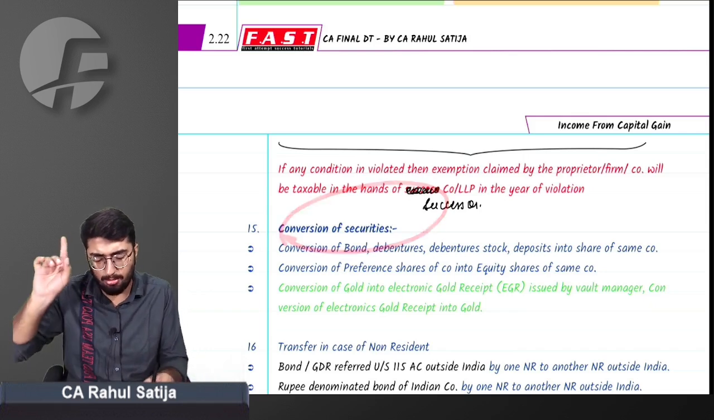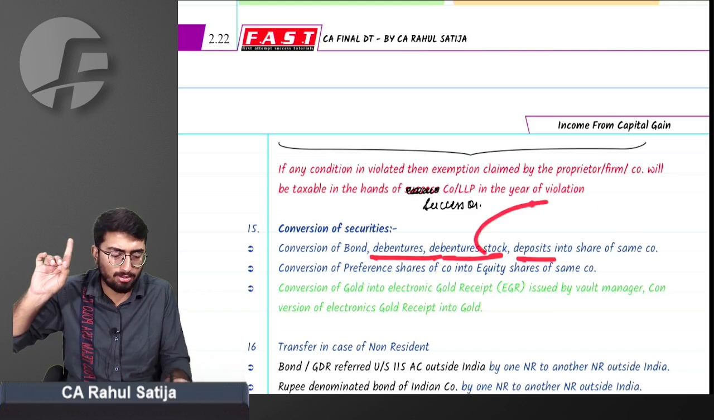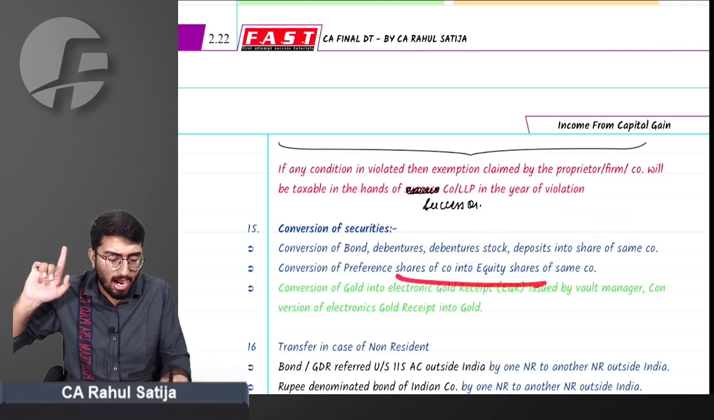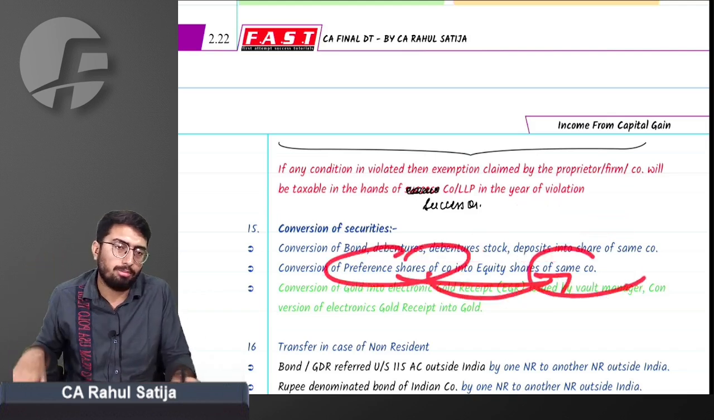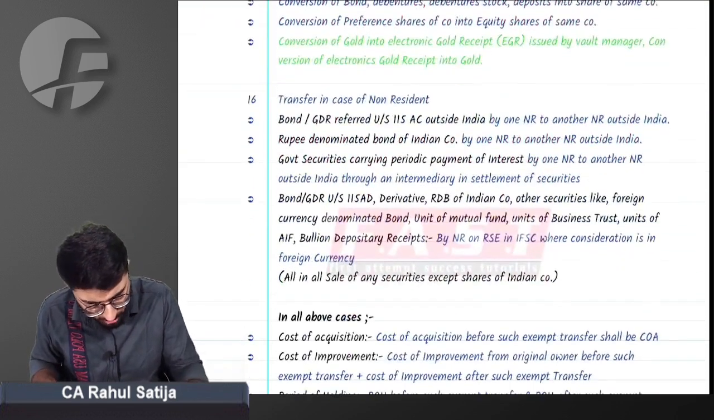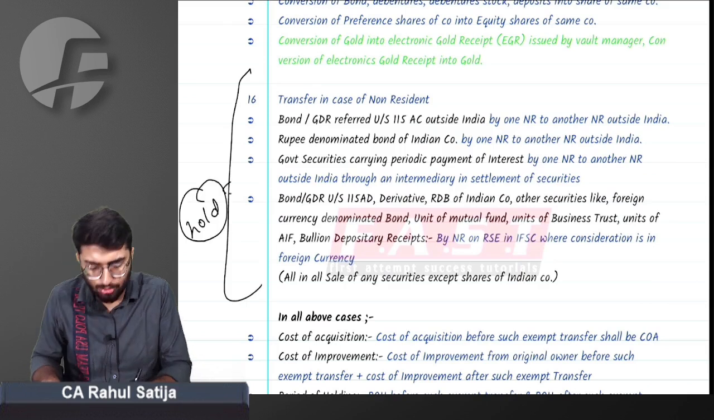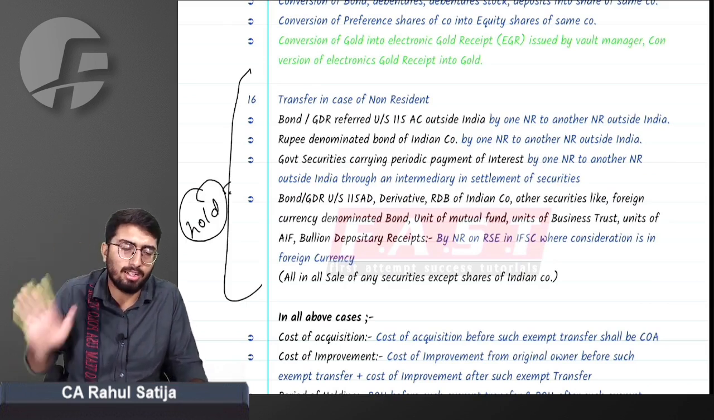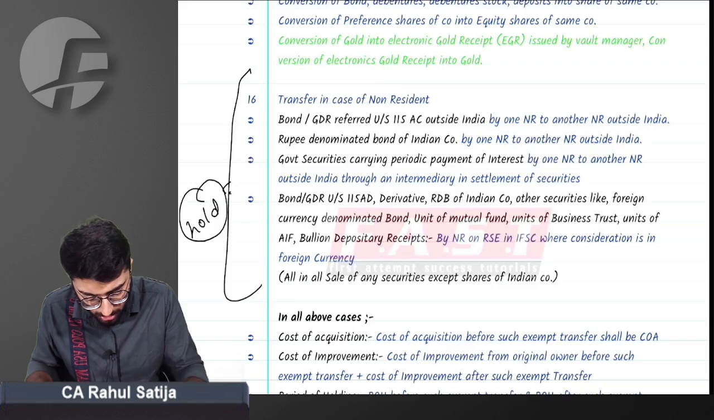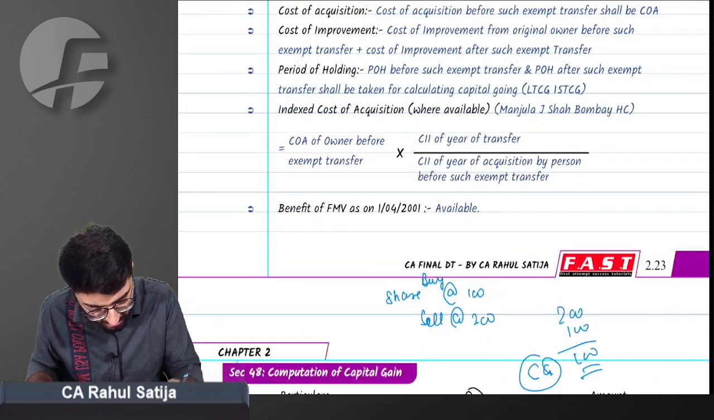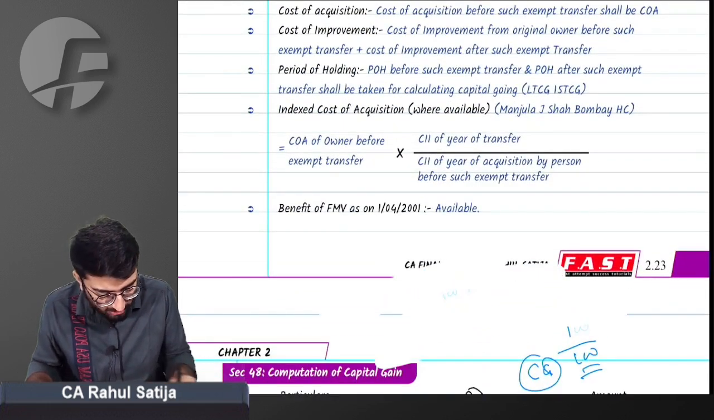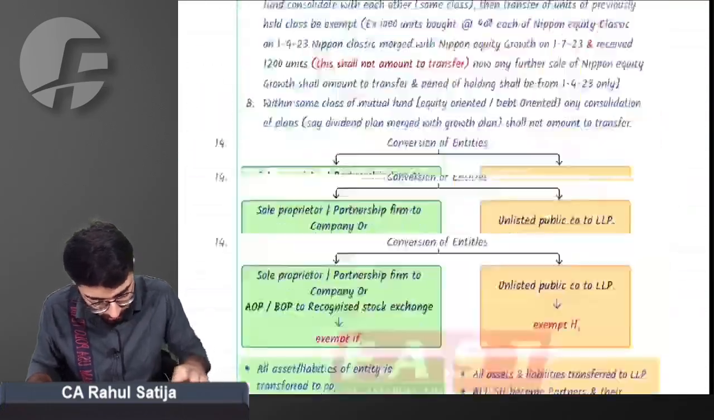Conversion of securities. This has to be remembered: debentures, debenture stocks, and deposits converted into shares are exempt, and preference shares converted to shares of the same company are also exempt. Transfer in case of a non-resident, I want you all to hold it for some time. We'll do it later on as soon as we are done with NR taxation. The few important cases to be discussed before solving any question.